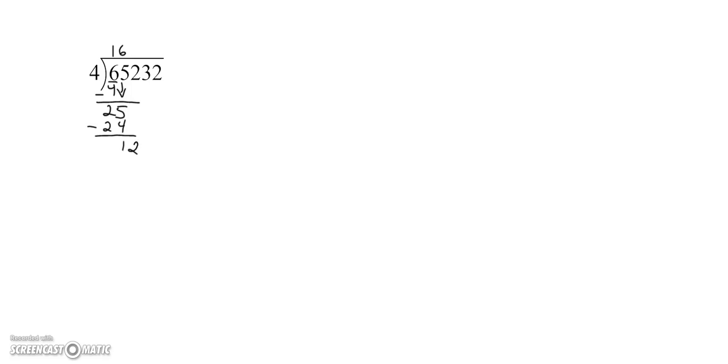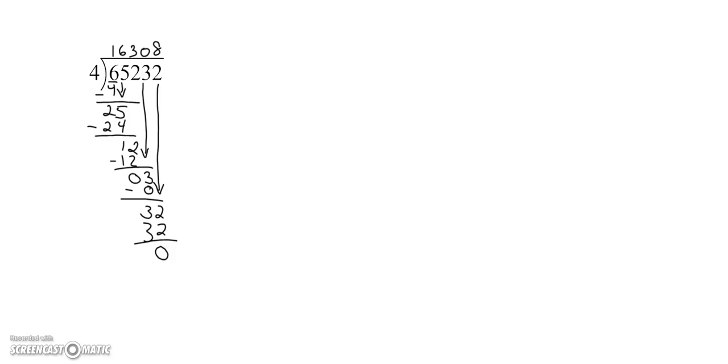4 goes into 12 3 times. Subtract again, get 0, bring down the 3. 4 goes into 3 0 times, so we still need to put the placeholder. 3 minus 0 is 3. Bring all the way down to the 2. 4 goes into 32 8 times. 8 times 4 is 32, so here there would be no remainder. When there's no remainder, we are able to say 4 is a factor of 65,235. That's an important statement. 4 divides evenly into 65,235 because there's no remainder.